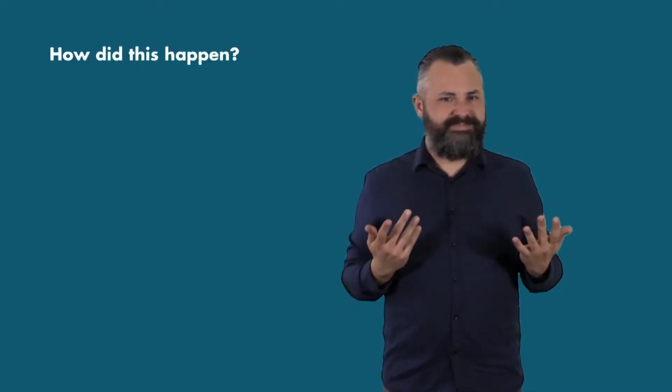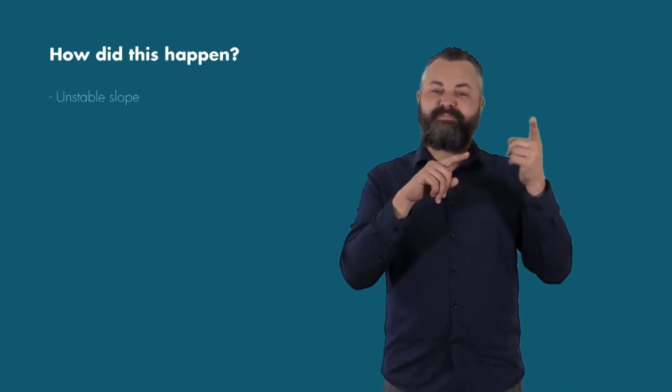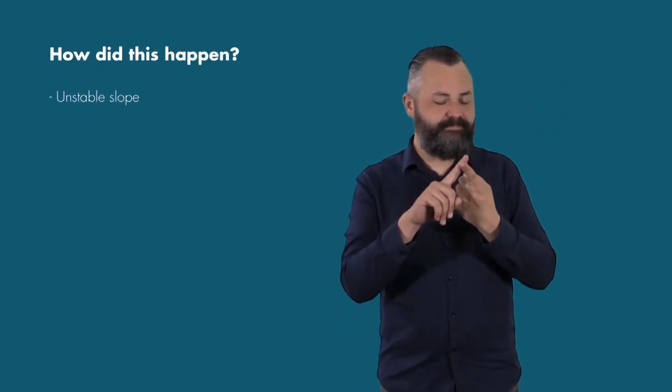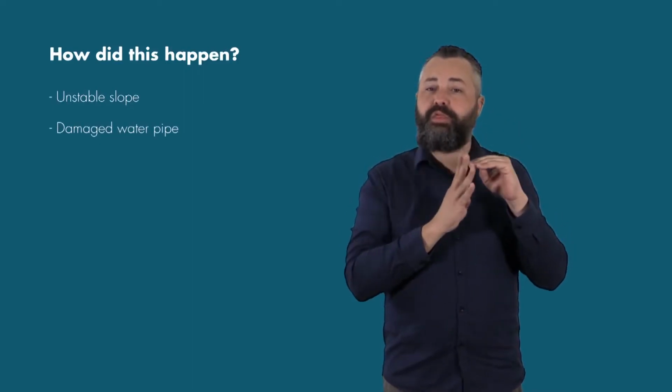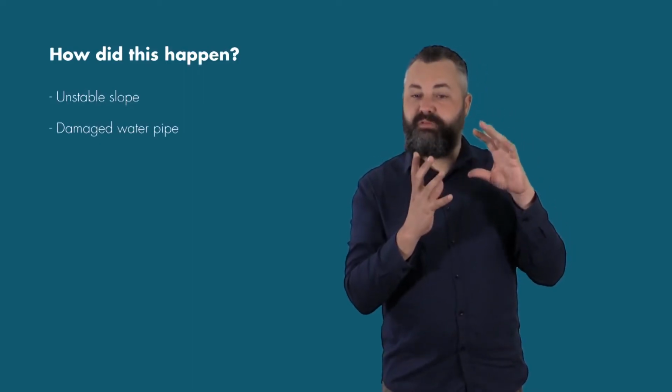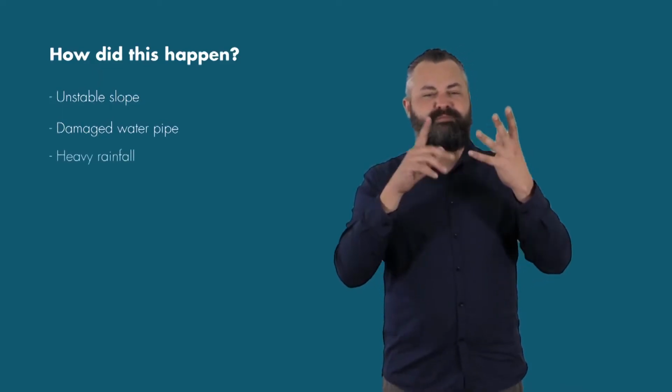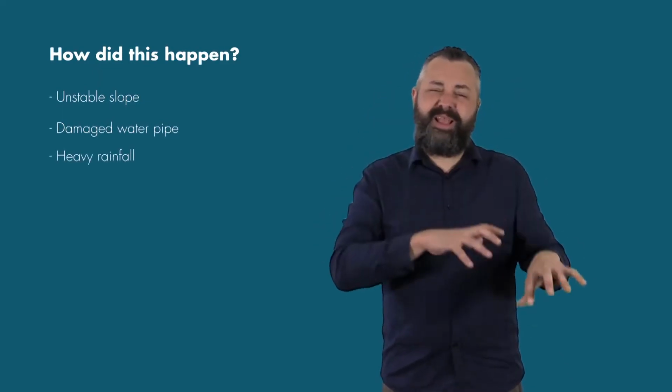What caused the landslide? The cause of the landslide disaster included a combination of reasons: an unstable hill slope, fractured water pipe, loose sediment, and heavy rainfall and melting snow.